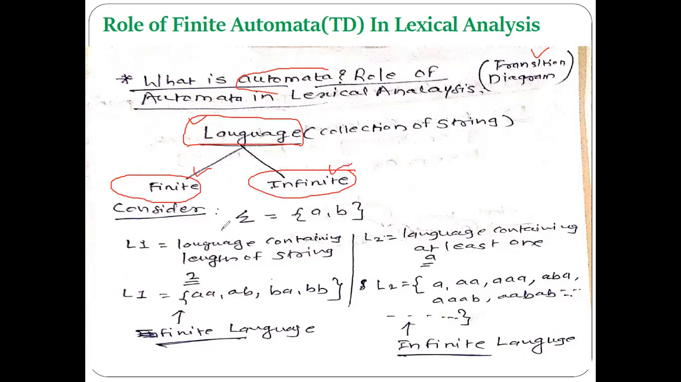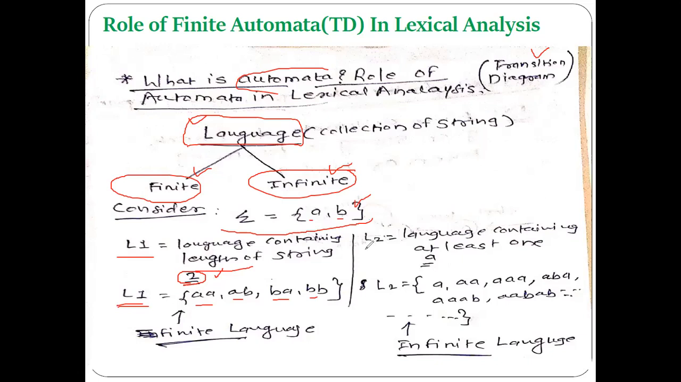Now, consider there is a set of strings, and in it there are two characters, A, comma B. By using this set, suppose I say, generate the language L1, the language containing strings of length 2. Using this set, generate the language containing strings of length 2. For this language, we have different combinations like AA, AB, BA, and BB. So these can be the possible strings with length 2, as language L1.